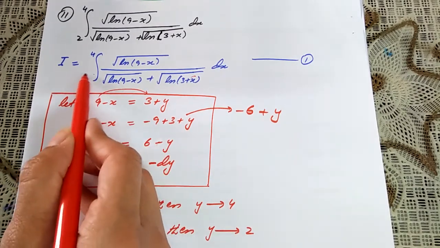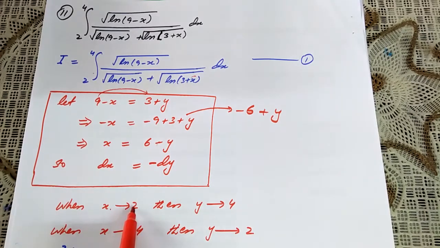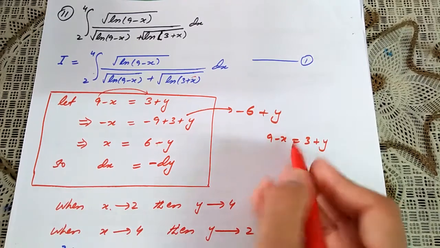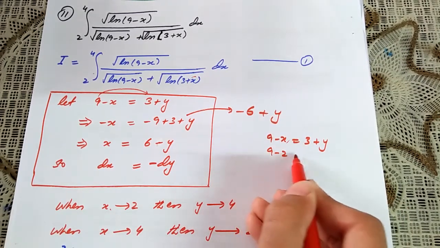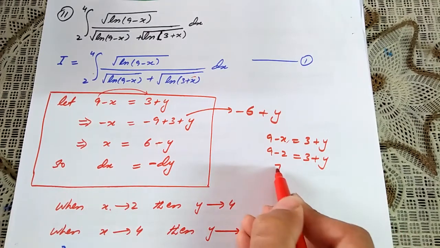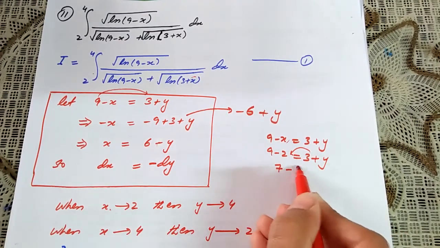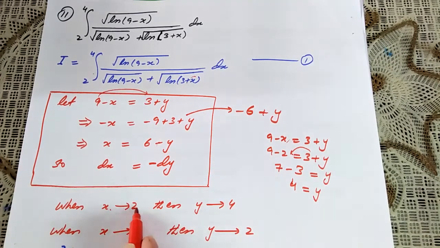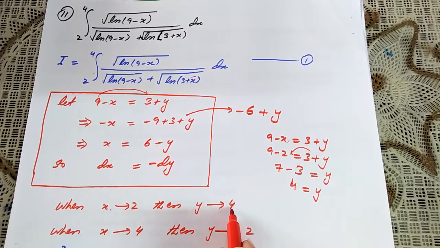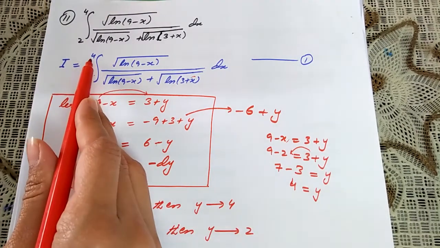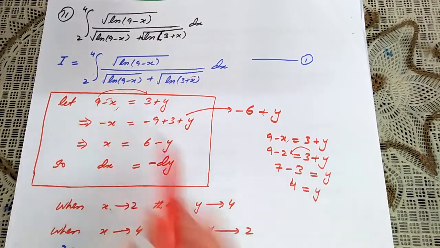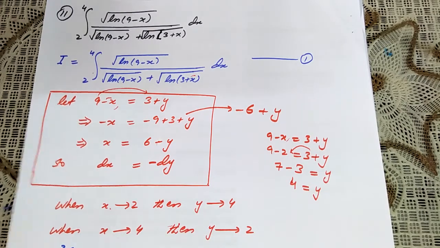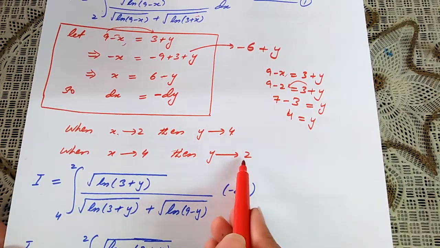When x approaches 2, in this, 9 minus x equals 3 plus y. So 9 minus 2 equals 3 plus y. This will be 7. Move this 3 over, so 7 minus 3 equals y. So you will get y equals 4. So when x approaches 2, y approaches 4. And when x approaches 4, putting 4 in place of x, y approaches 2. So our limits of integration are from 4 to 2.